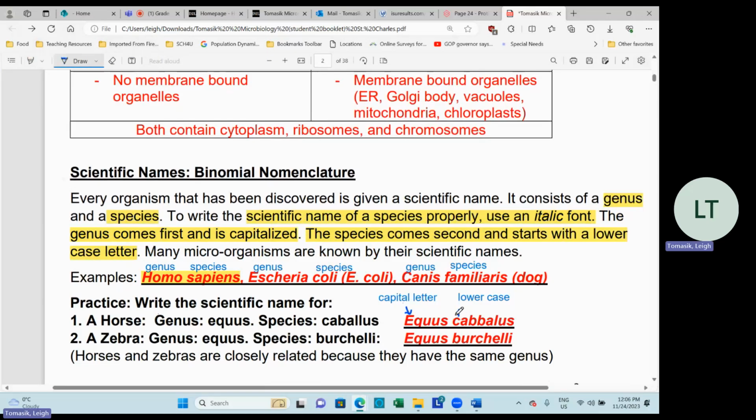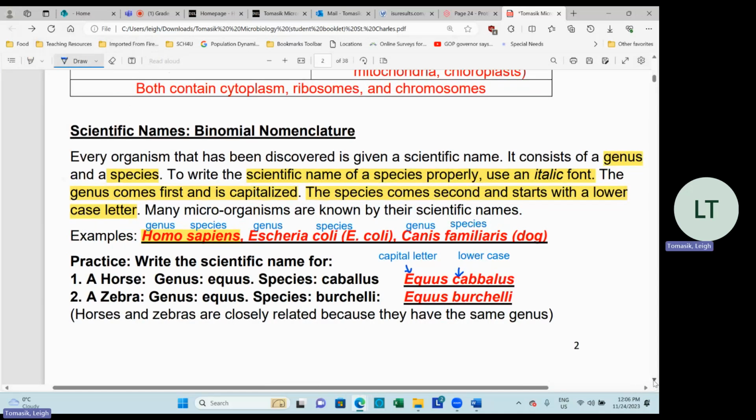Okay, we could also write the scientific name for zebra. Zebra is the same genus as a horse. It's still Equus, but its species name is different. It's Equus burchellii, right? Species are often named after the scientists who discovered them or who named them, right? So here we have Equus burchellii as the name of the zebra. And we can tell that horses and zebras are very closely related because they have the same genus.